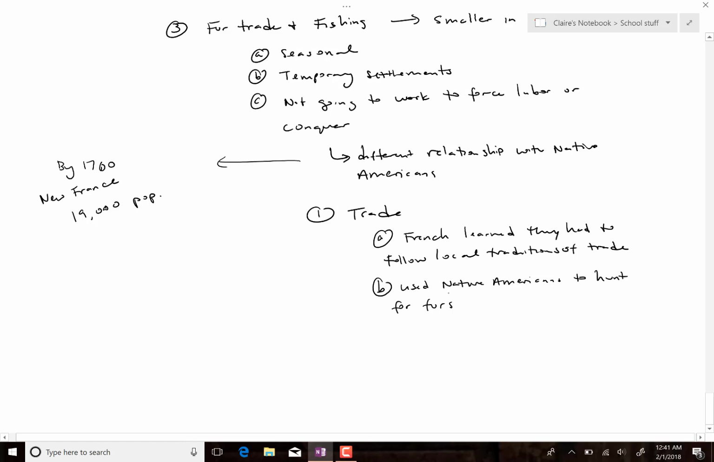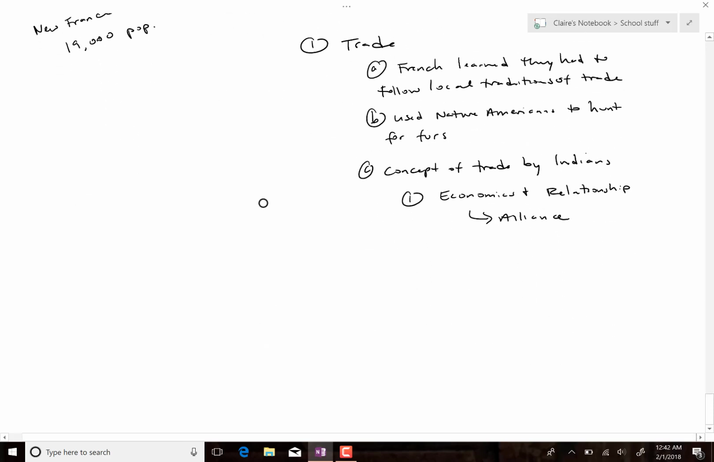Now, the Native American concept of trade was very different from that of Europeans. Their view is that trade wasn't just economics. Sure, there was some economics to it, but also relationship. Essentially, in trade you were in an alliance. And they had very elaborate trade rituals and practices that the French learned to follow.